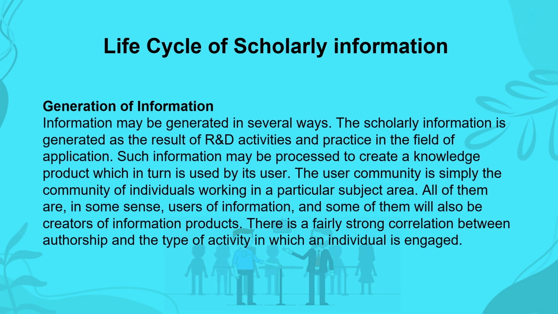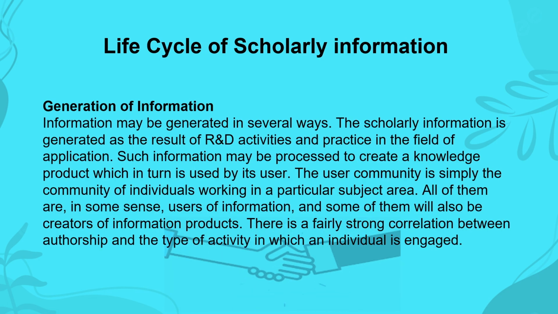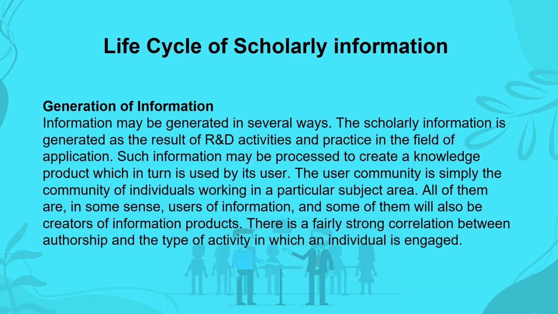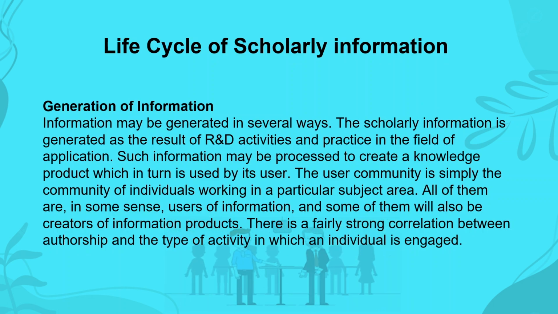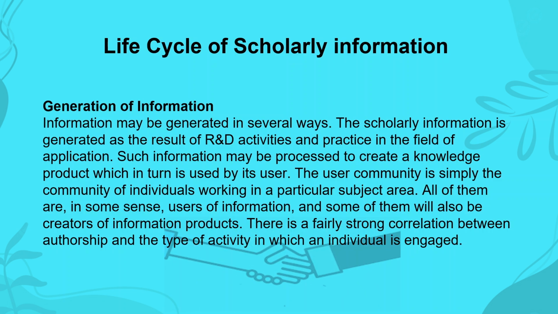Generation of information. Information may be generated in several ways. As already discussed, the scholarly information is generated as the result of research and developmental activities and practice in the field of application. Such information may be processed to create a knowledge product. The user community is simply the community of individuals working in a particular subject area. All of them are in some sense users of information, and some of them will also be creators of information products. There is a fairly strong correlation between authorship and the type of activity in which an individual is engaged.